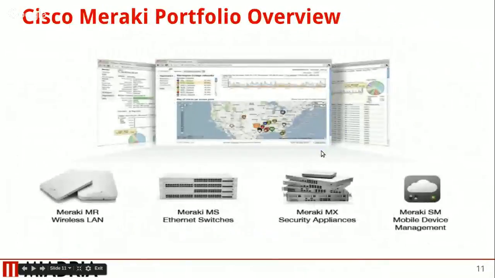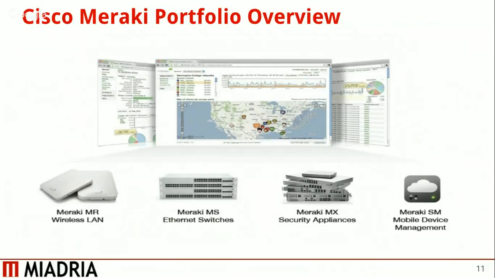So now let me show you the Meraki portfolio. They have a number of access points for both indoor and outdoor uses, Ethernet switches that come with SFP 1G and 10G modules, with power over Ethernet or without power over Ethernet. They have a number of routers they call security appliances.